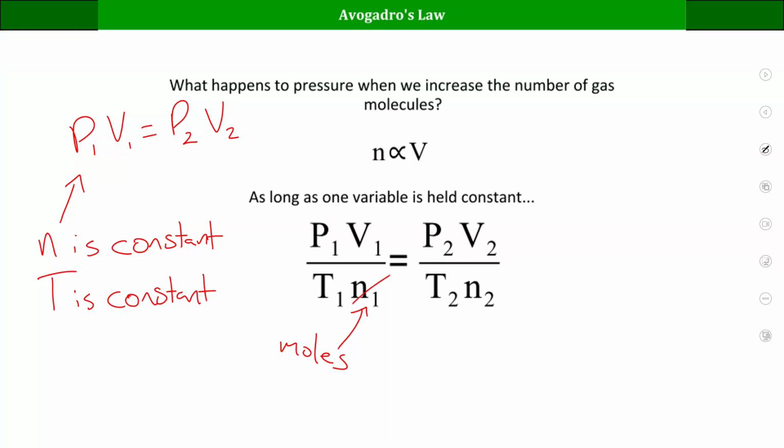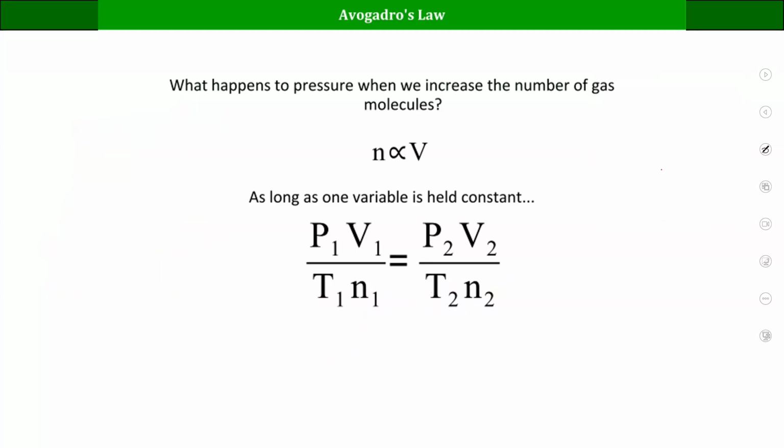If moles is constant and temperature is constant, those go away. We just get this. Or if volume is constant and moles are constant, volume cancels volume, moles cancels moles, and we get pressure 1 over T1 equals P2 over T2, which was that other one we just discovered, right? So basically, this is the only form you need on your conversion sheet. Whatever is held constant, you just cross it out.